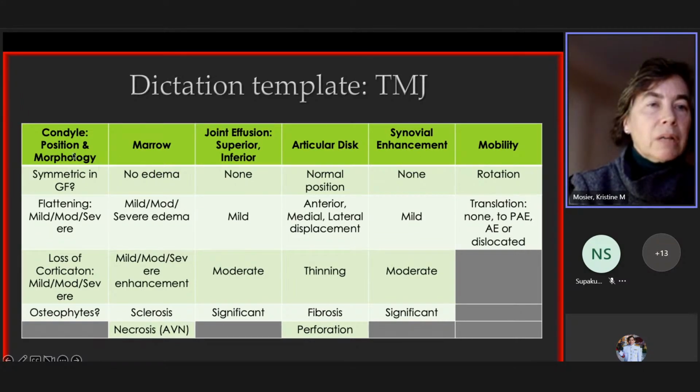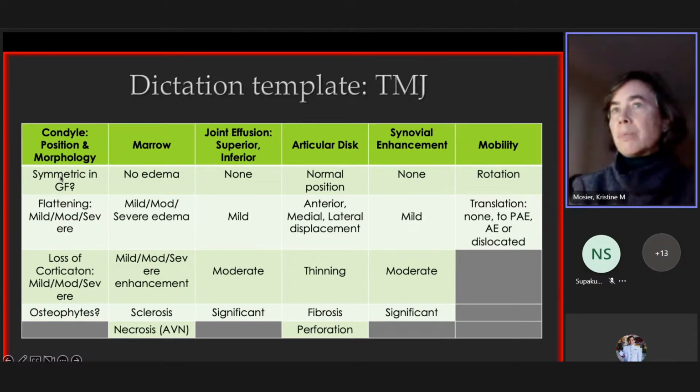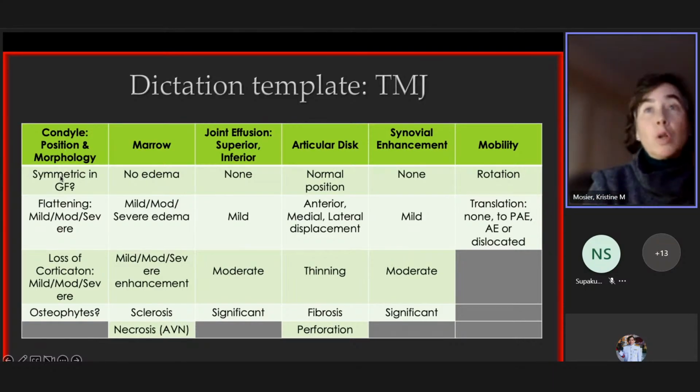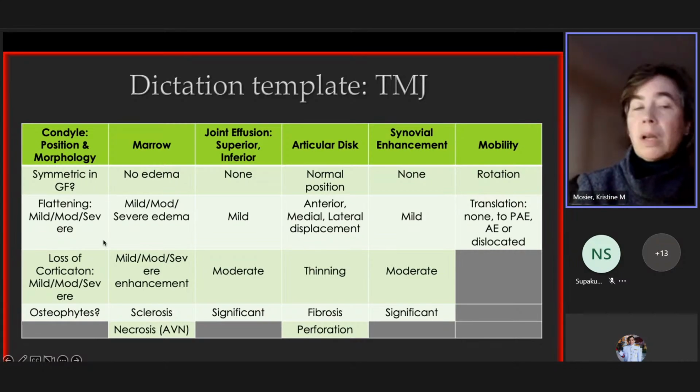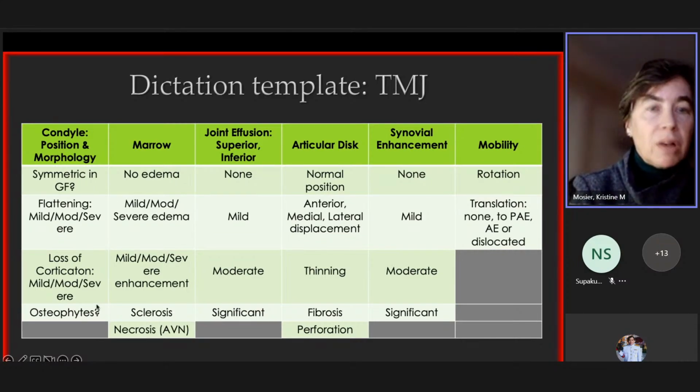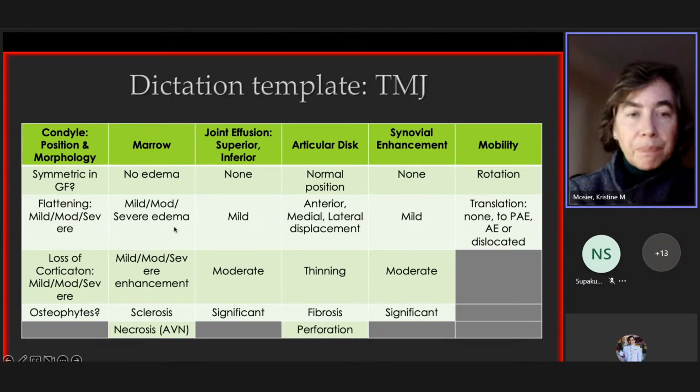So we really want to look at the condylar position. Is it sitting symmetrically as we acquire the images in a closed mouth position? Is it sitting symmetrically in the glenoid fossa? Do we have any degenerative changes? So do we have flattening, and what degree of flattening, a loss of cortication? Do we have any osteophytes? We want to look for evidence of marrow edema, whether or not there's sclerosis or, in rare cases, avascular necrosis.